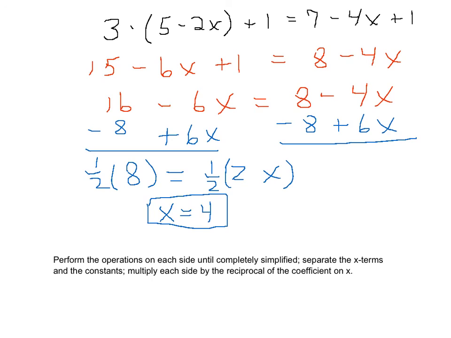So here on the bottom I've written down the general strategy. You want to perform operations on each side until each side is completely simplified. And that's what I did up here. So at this point each side is completely simplified. Then what we want to do is separate the x terms and the constants, and that's what we did up here, where we have all the x terms on one side and the constants on the other. And then finally we're going to multiply each side by the reciprocal of the coefficient on x, and that gives us our final solution. So take a second and look at that and make sure you follow it.